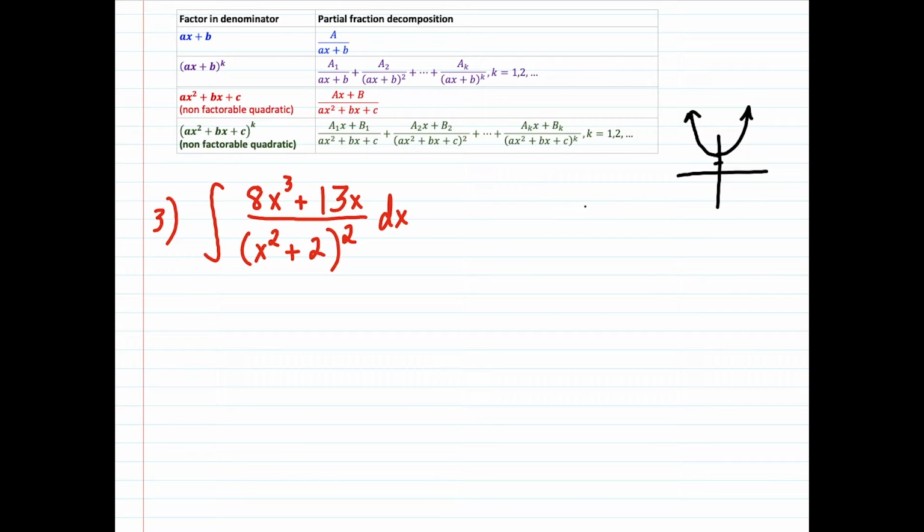The second way would be to look at the roots of x squared plus 2. And since the roots are imaginary, because if you solve x squared plus 2 equals 0, you're going to have roots of plus or minus. So this would give us x equals plus or minus i radical 2. So because we have imaginary roots here, this quadratic on bottom is not factorable. Well, since this quadratic is not factorable, this is going to bring us down here to case 4. So we're going to set up the following equation.